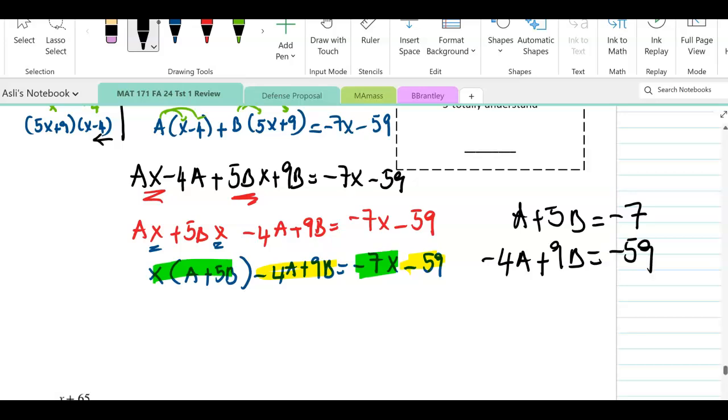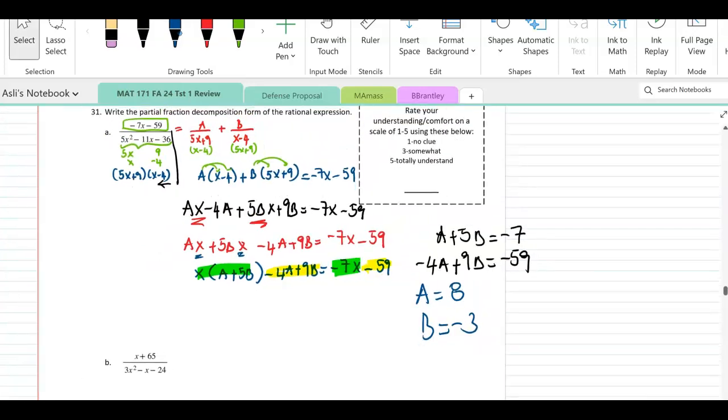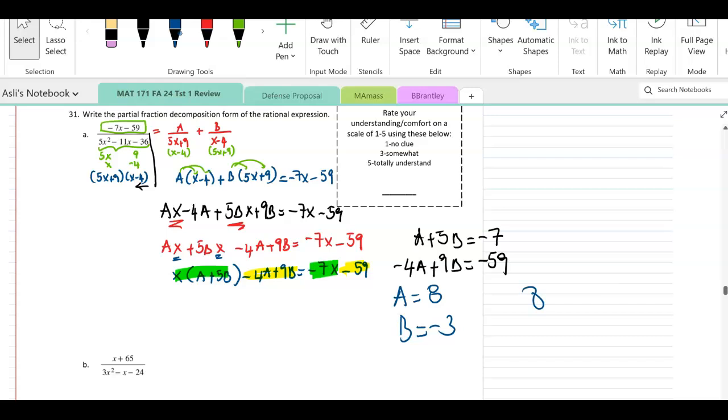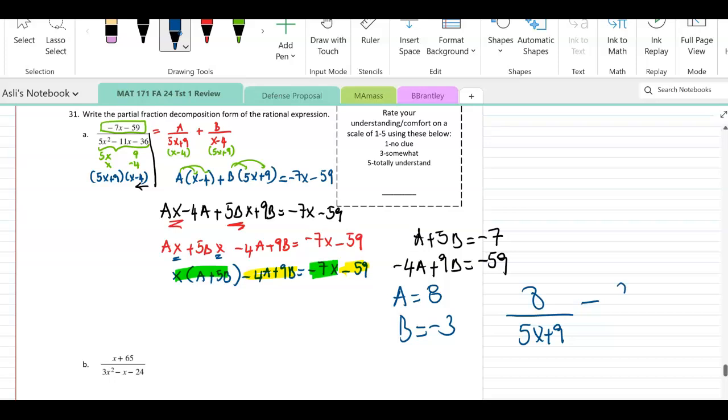So here we are, we have two unknowns, two equations, and we're going to solve that. I'm not going to solve it here. It is a system of equations. That's what we're solving there. If you solve that, a will be equal to 8 and b will be equal to negative 3. Right, and then you write the solution, going back, as 8 over 5x plus 9 minus 3 over x minus 4 will be the partial fraction form.